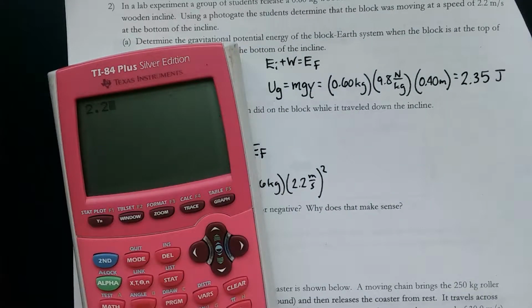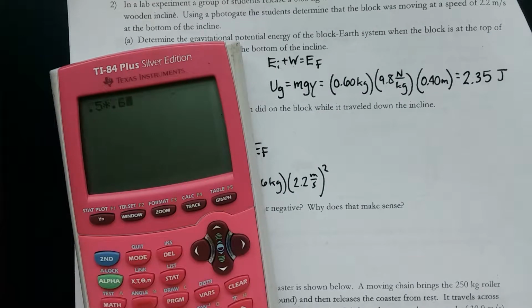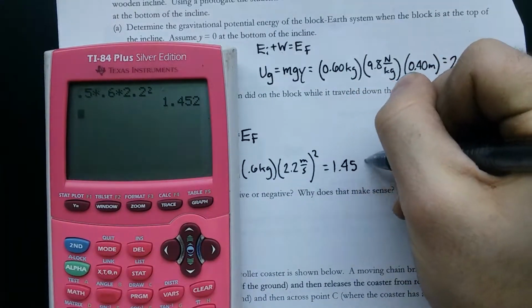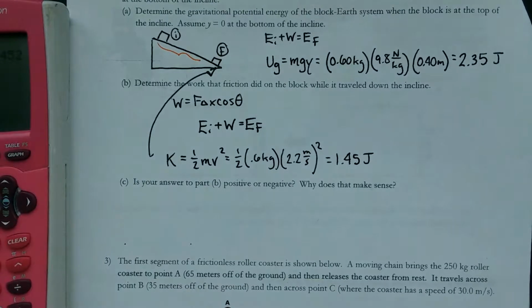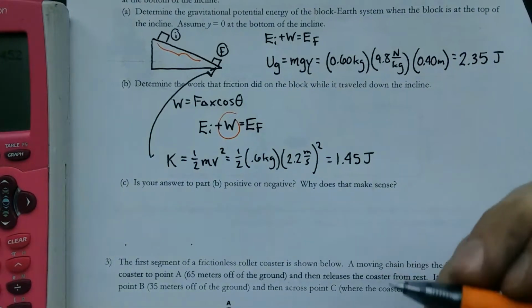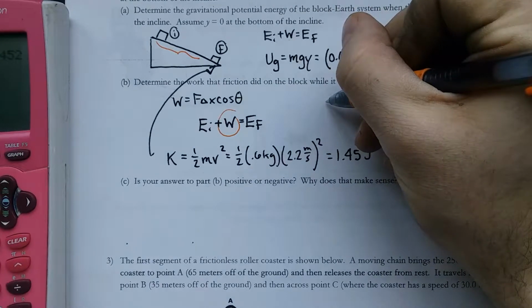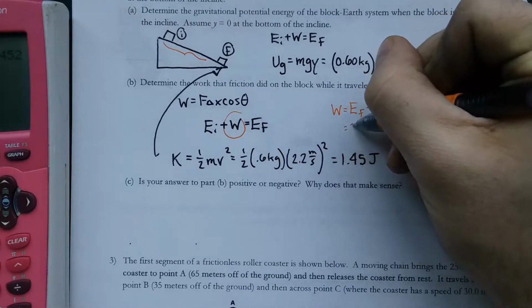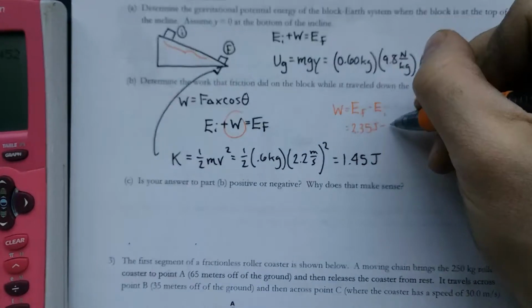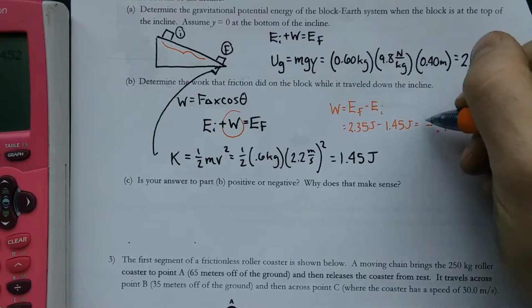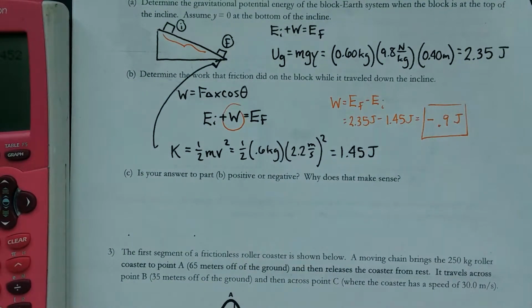So the mass of the block is still 0.6 kilograms, and the speed, we're told, is 2.2 meters per second. And if I do 1/2 times 0.6 times 2.2 squared, I get a kinetic energy of 1.45 joules. And what that means is that there's energy that left our system, that friction did negative work here. That work would be the final energy minus the initial energy, which is the 1.45 joules minus the 2.35 joules, giving us negative 0.9 joules of work. And that is our answer.